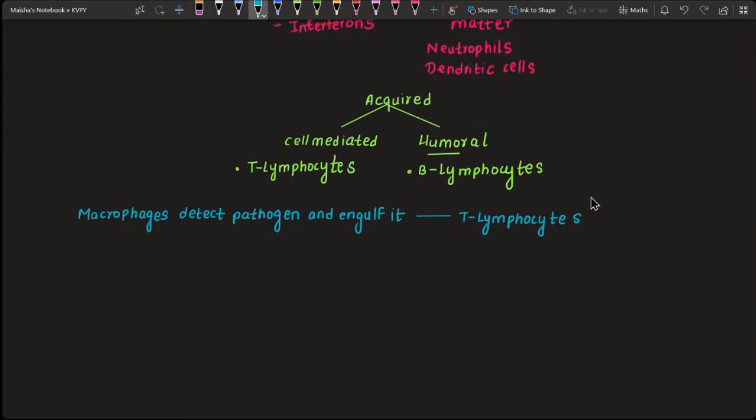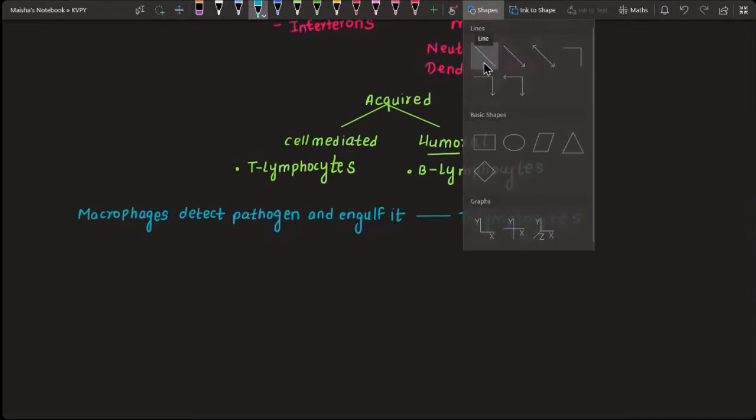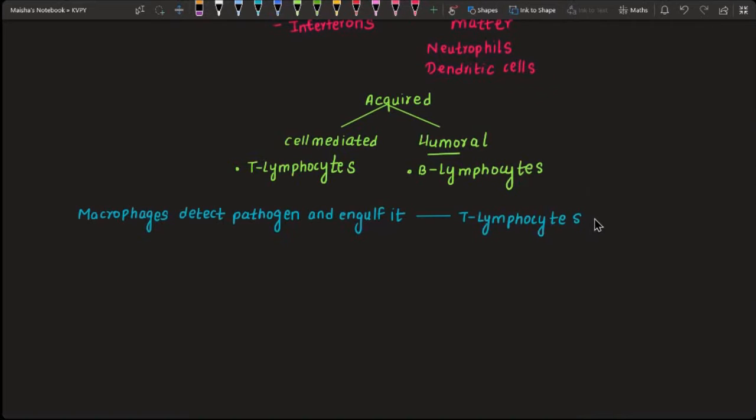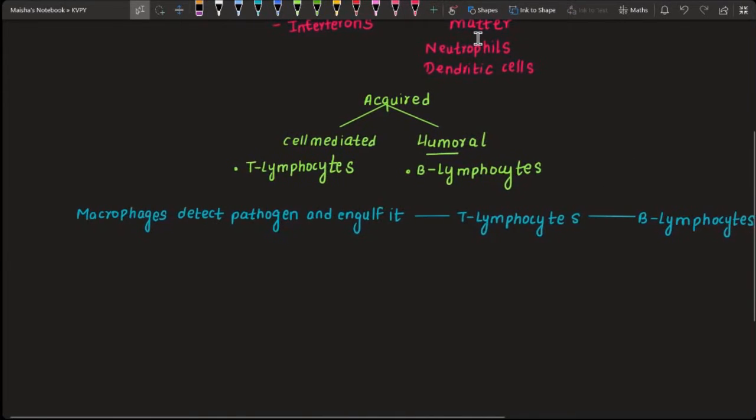The T lymphocytes will proliferate and increase in number and will kill other pathogens which may be present in different parts of the body, and some of them will help in creating an antibody. An antibody is basically a response to a pathogen. Then some of the T lymphocytes will alert the B lymphocytes.